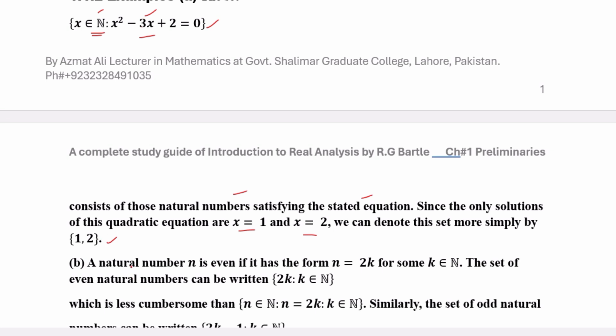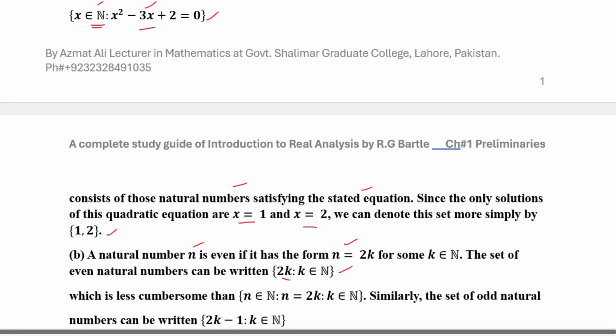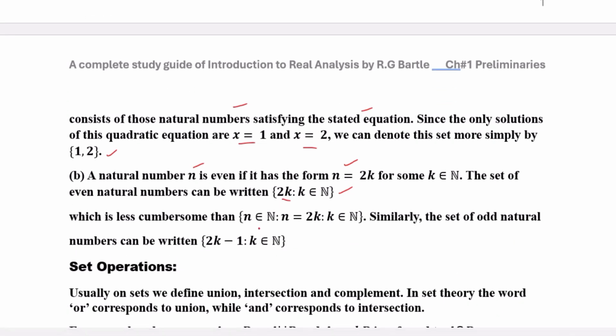Further, the second example: the author says that every natural number n is even if it can be written as n equal to 2k. The set of even natural numbers can be written in this form, 2k such that k belongs to N, which is less cumbersome than writing n belongs to N, n equal to 2k, k belongs to N. This means this is a simpler and easier way of writing the set of even natural numbers rather than this. Similarly, the set of odd natural numbers can be written as this.